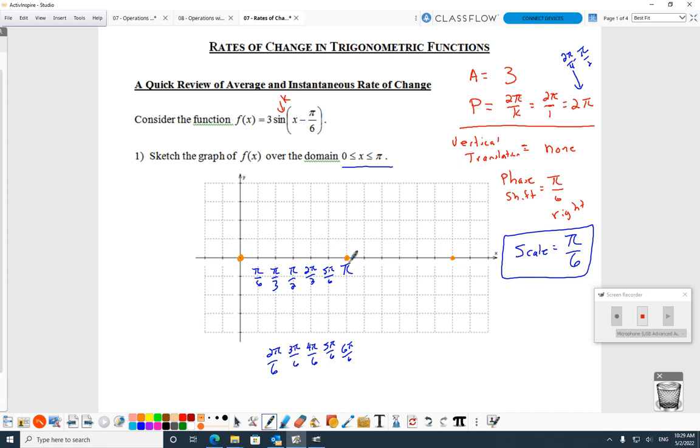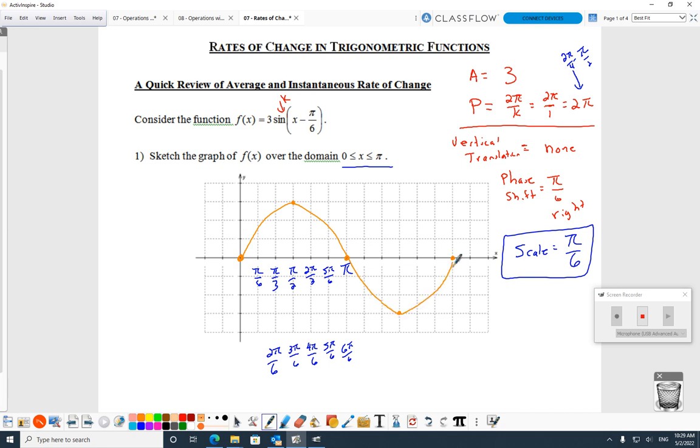And then at pi over 2, where is it at pi over 2? What's the amplitude? 3. Okay, so there's the middle point, 3 and negative 3. If that's confusing, you need to ask me questions right now. Like, don't wait another millisecond, because that is how you graph one full cycle of sine.